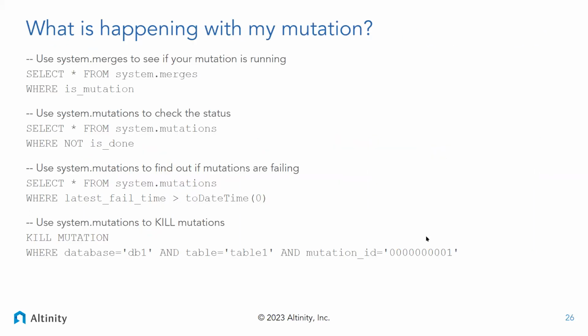So how do you see what's happening when you run one of these commands? It will instantly come back, for example ALTER TABLE DELETE with some conditions, and then you'll be saying, okay, what's going on? The first thing you can do is go look at system.merges to see if your mutation is being executed. And then the other table, which people really use a lot.